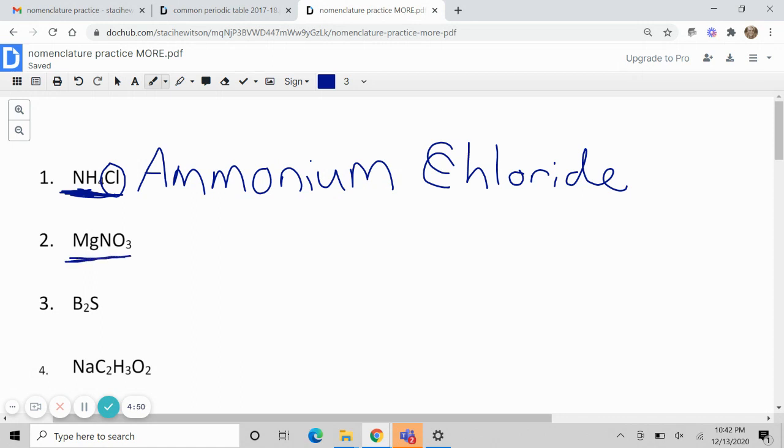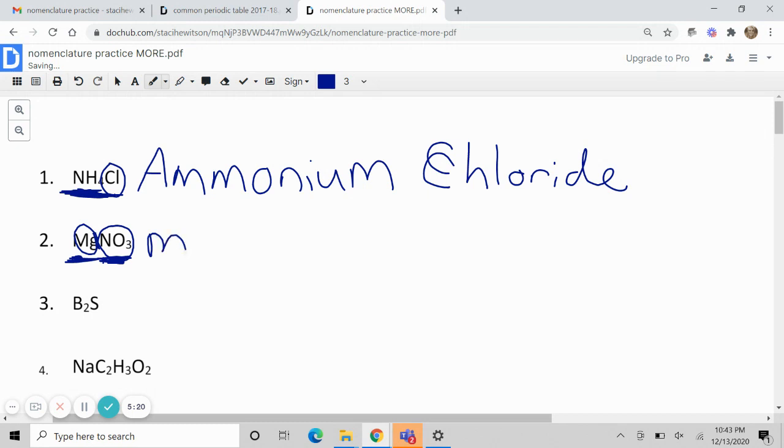This is another one. I see more than 2 elements. And when I say more than 2 elements, I see more than 2 capital letters. I have a capital M, a capital N, and a capital O. That must mean there's 1, 2, 3 different elements here. So I need to look at this. Ammonium is the only polyatomic ion that's going to come first in a formula. So if it's not ammonium, then the polyatomic ion's always going to come second after a metal. So this one I have magnesium, and then I have NO3.